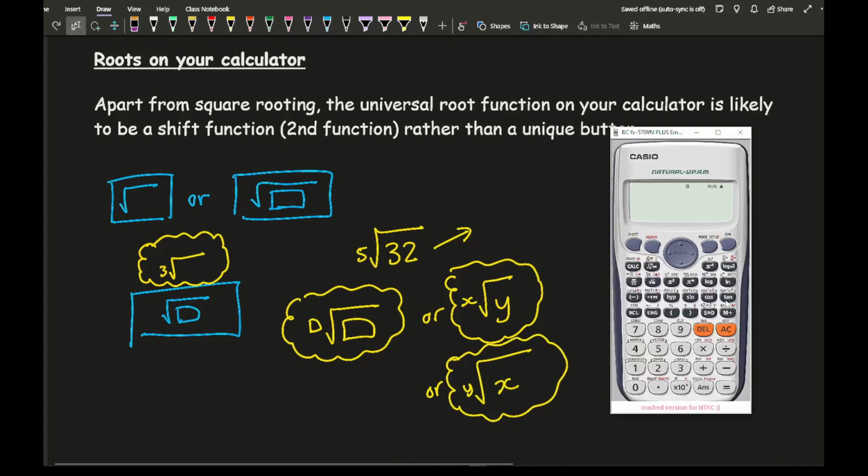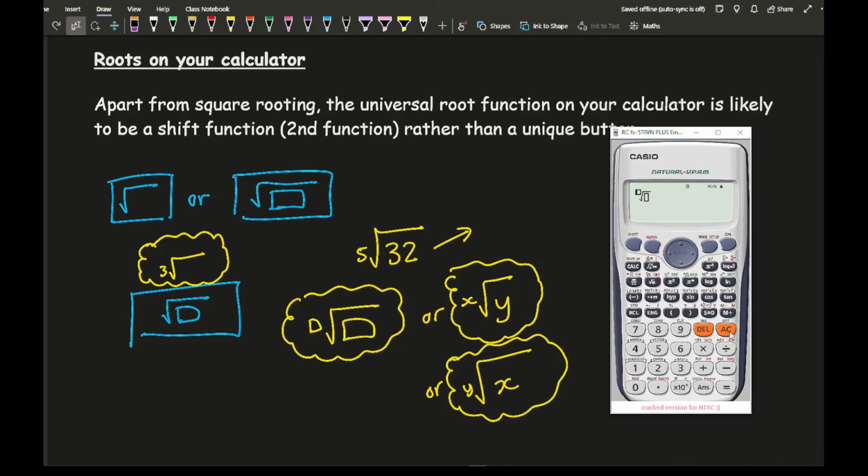Looking at this calculator, it's just above my universal power button. So here I press shift and then this, and then from that I can enter what my root is going to be and what number I'm going to be rooting, so my base number goes inside. For example, if I want to do the 5th root of 32, enter a little 5 and then a big 32 in the middle, press equals, and it gives me the correct answer of 2. Again, it's worth having a bit of practice like so.